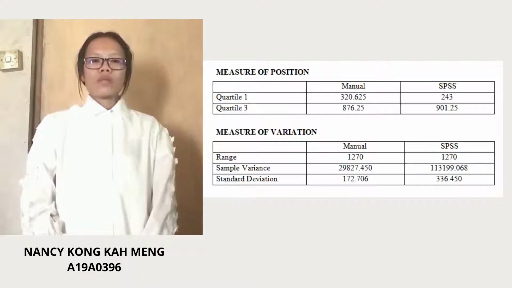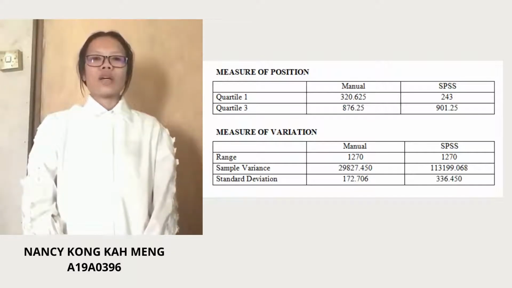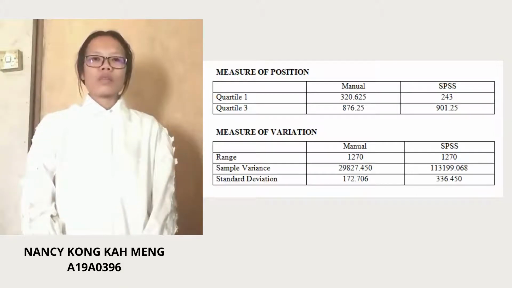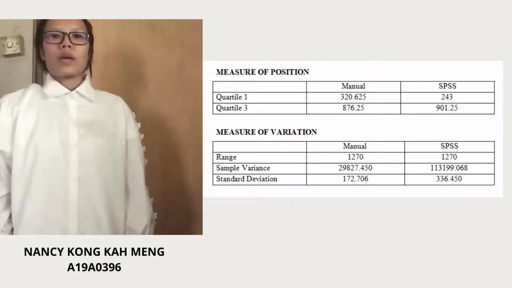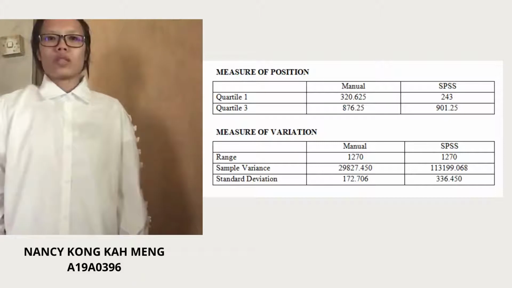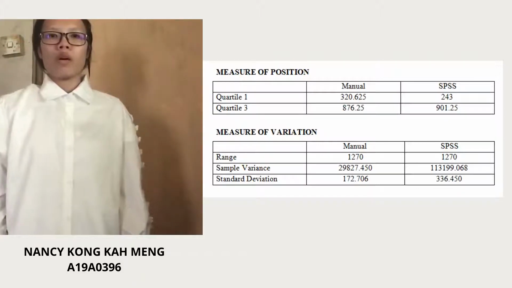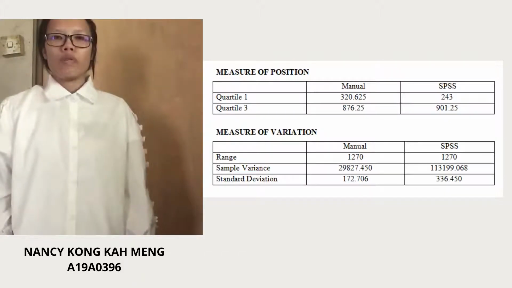In the manual method, the first quartile I get is 320.625, the third quartile I get is 876.25, and the interquartile range is 555.625. Compared with the SPSS method, the first quartile I get is 243, and the third quartile is 901.25.